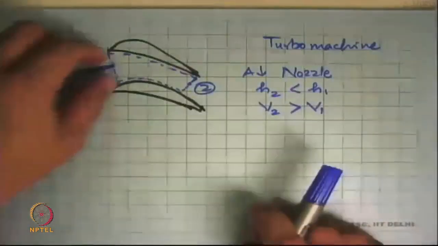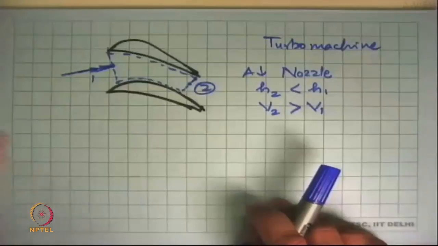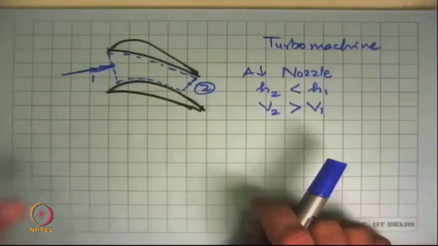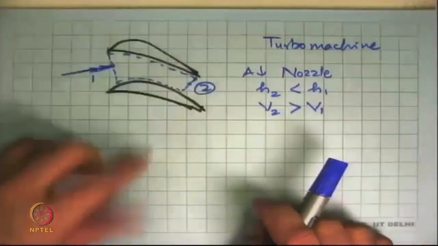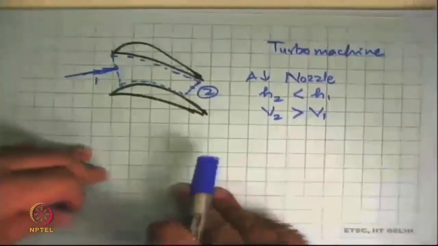The idea is that we create passages. It does not necessarily have to be concentric, it doesn't have to be straight. It could be of any shape, and we can get this type of performance from the device.